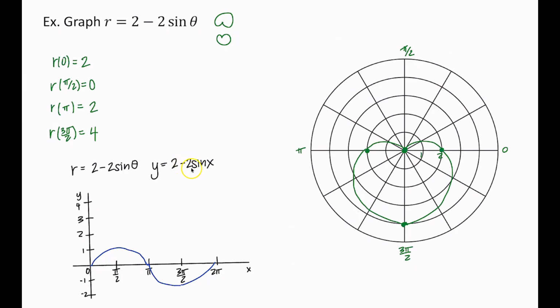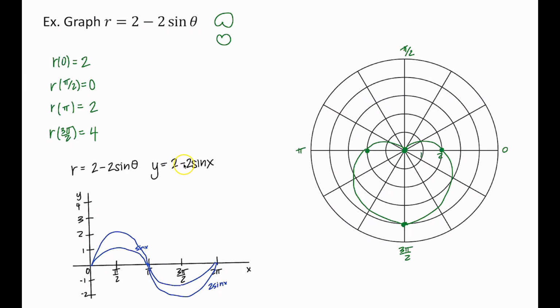Okay, well, what if it has a 2 in front? If it has a 2 in front, that's going to affect the amplitude. So this is just regular sine x. 2 sine x is now going to make it go up to 2 and then down to negative 2. So this is going to be 2 sine x.